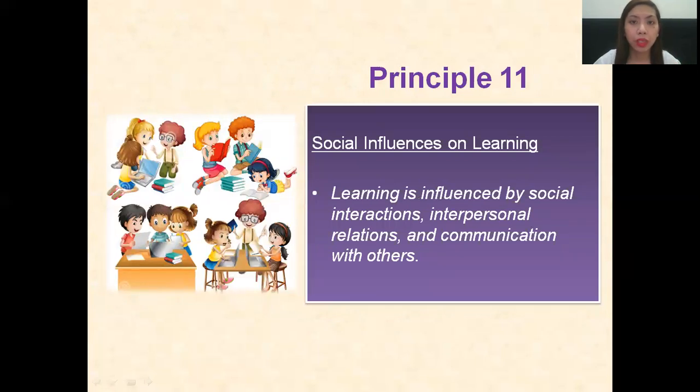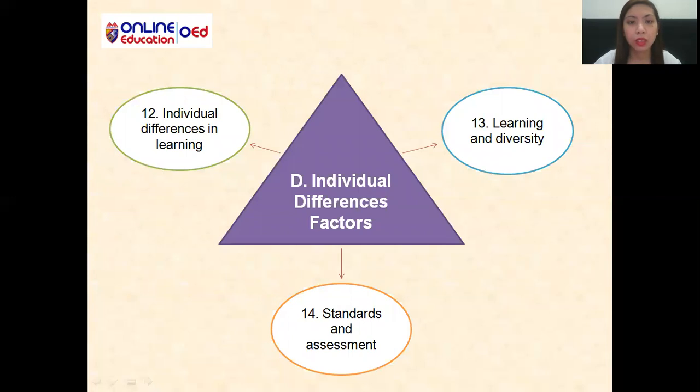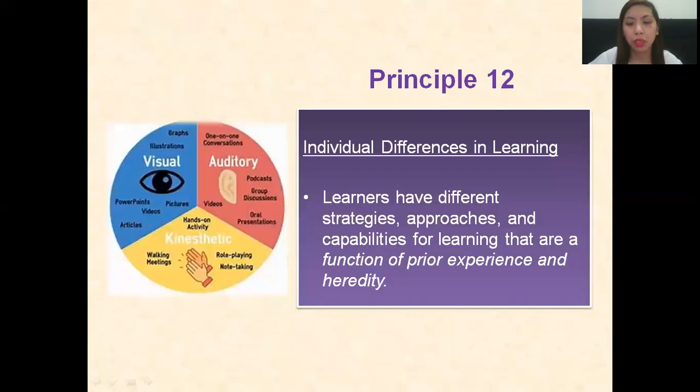Next, we have Principle 11, which is the social influences on learning. Learning is influenced by social interactions, interpersonal relations, and communication with others. When students are given more opportunities to interact and to collaborate with others on instructional tasks, it greatly enhances their learning. The next category is the individual differences factors. There are three principles under it. We have the individual differences in learning, learning and diversity, and the standards and assessment.